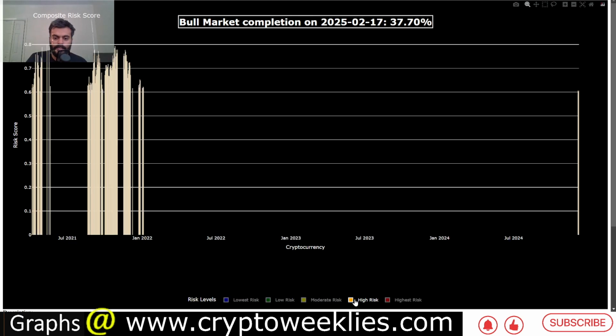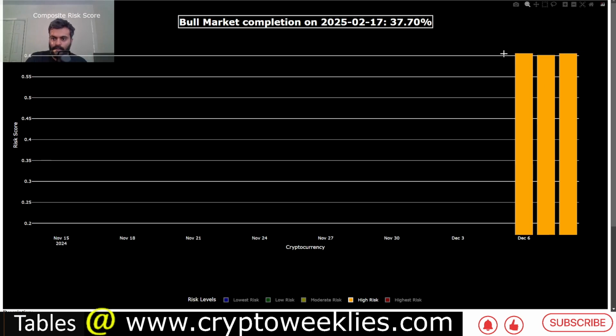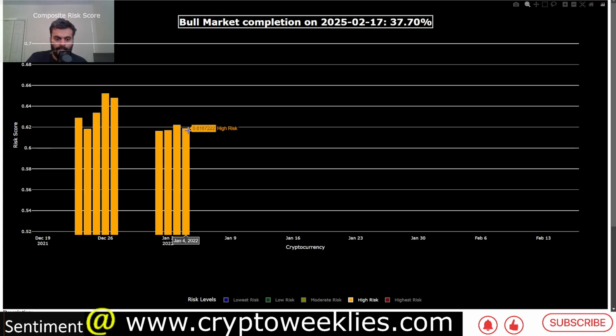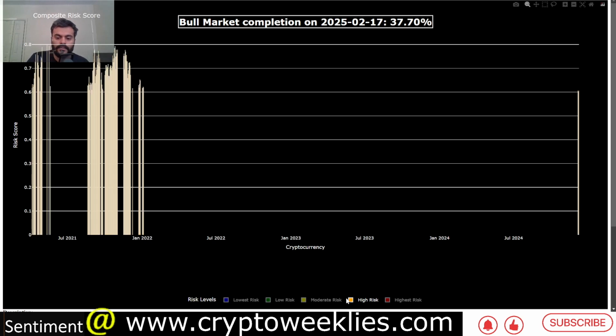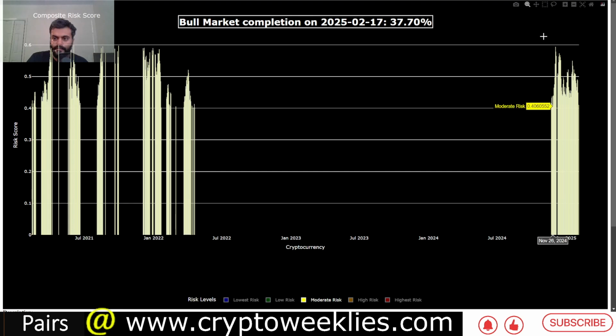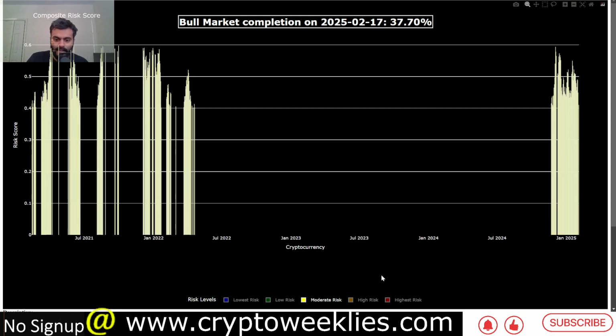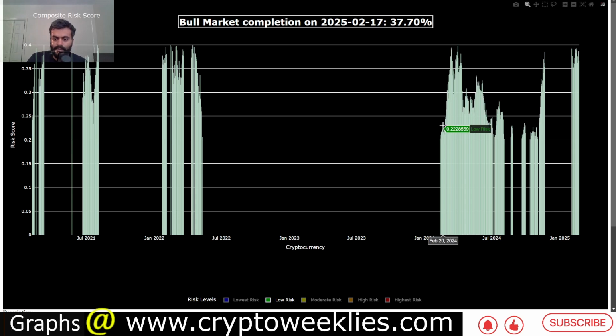The high risk environment between 60 to 80% risk we visited for 3 to 4 days in December of 2024, and prior to that it was way back in early 2022. The moderate risk, most of 2024, at least towards the end of November and December of 2024 and early January 2025, we spent in that 40 to 60% risk regimen. Now we are in the low risk time period again, as in early to mid 2024, and then back towards the entirety of February.